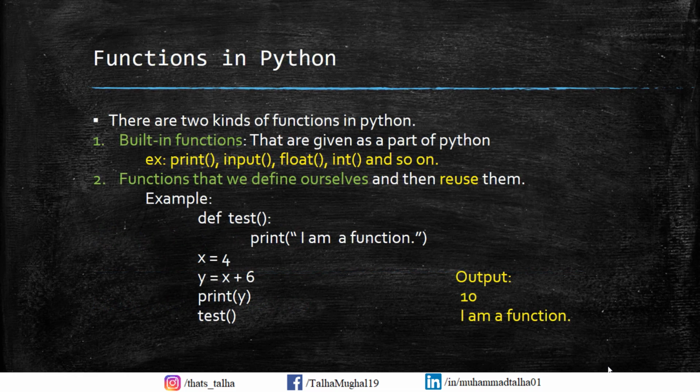First of all, we have to understand how many types of functions there are in Python. Well, there are two kinds of functions in Python programming. The first one is built-in functions, and the second one is functions that we define ourselves. Built-in functions are the functions that are given as a part of Python through its libraries. For example, print, input, float, int, and so on and so forth.